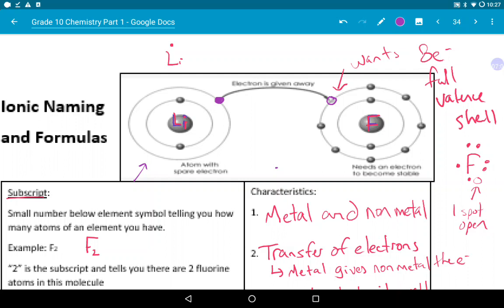So what happens is this lithium will give away its electron. Now it's not here anymore, it's going to be on the fluorine atom, and fluorine as an ion is called fluoride. The lithium becomes a plus charge, and the fluorine becomes a minus charge. And that's how ionic compounds form between metals and nonmetals.